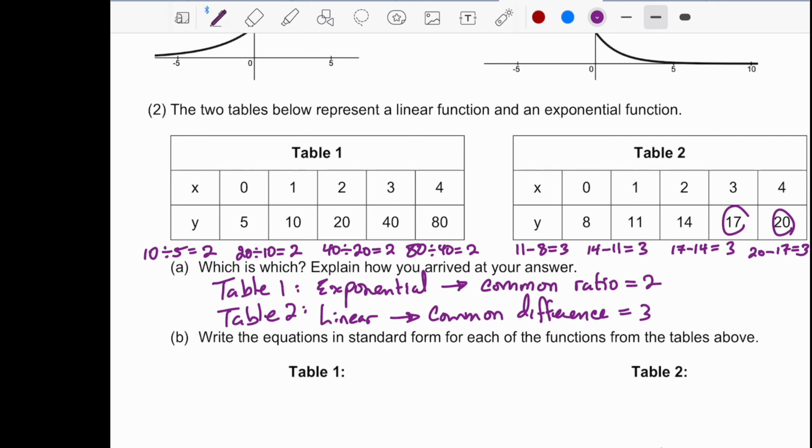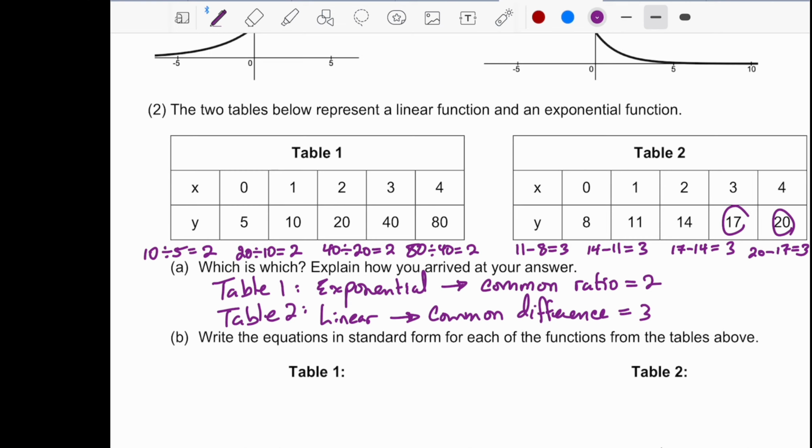But it's more important, not so much what the common difference is, it's more important that there is a common difference. All right, that the difference between consecutive values never changes. That's how we know it's linear. The quotient or the product, depending on what perspective you take, the ratio between consecutive values, if that never changes, then there's a common ratio, making it exponential.